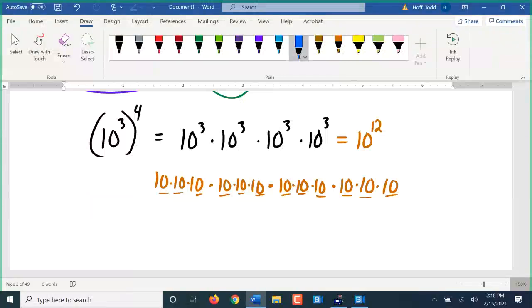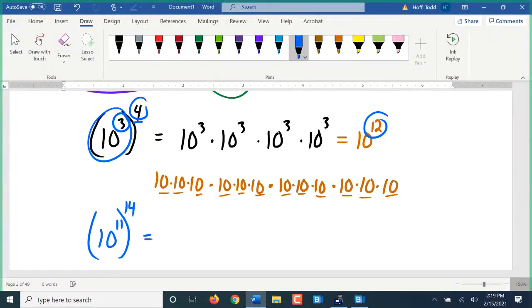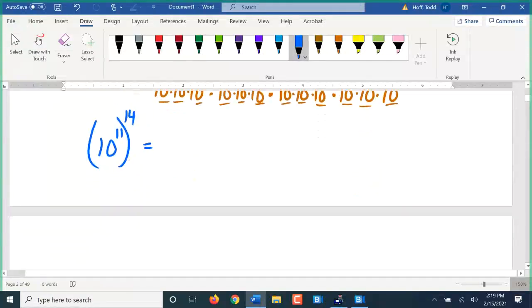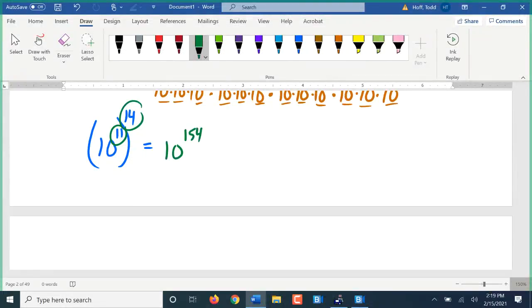Now again, most of you have probably been taught a shortcut for this. You have an exponent that is raised to another power. We multiply the powers. 3 times 4 is 12. If I have 10 to the 11th to the power of 14, I don't need to write out all those tens. That's a lot of them. I can just combine the powers. 11 times 14 is 154. That's 10 to the power of 154.